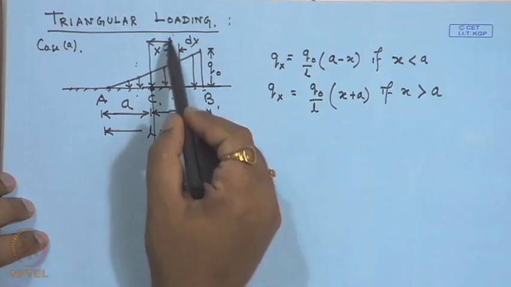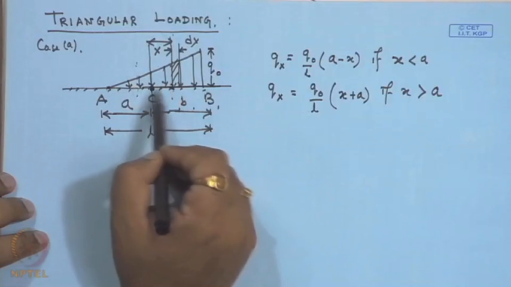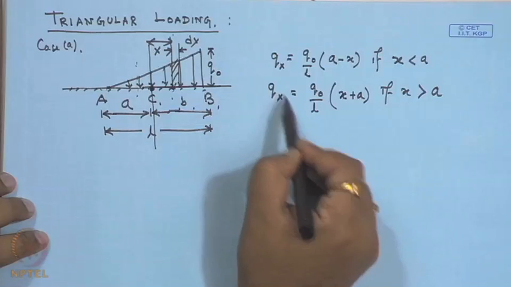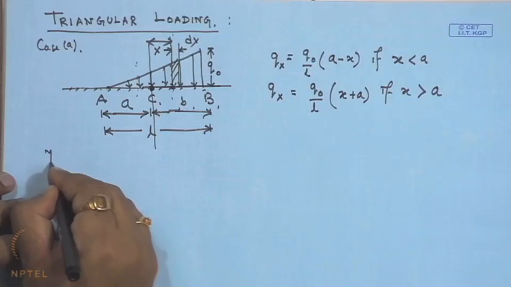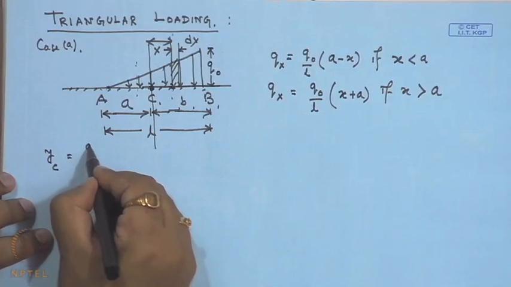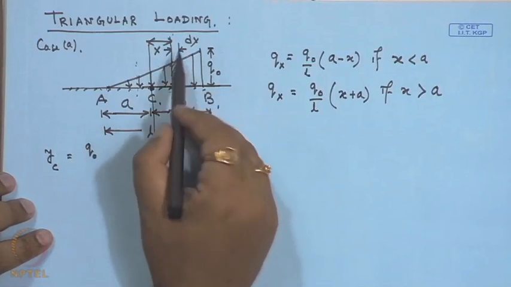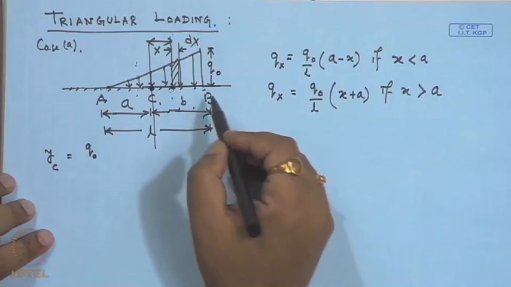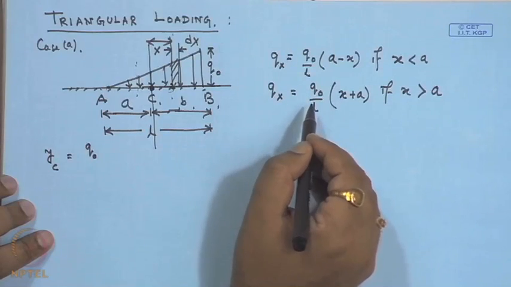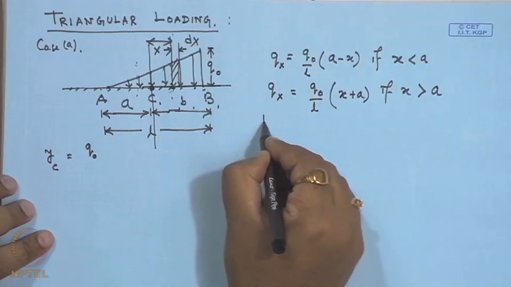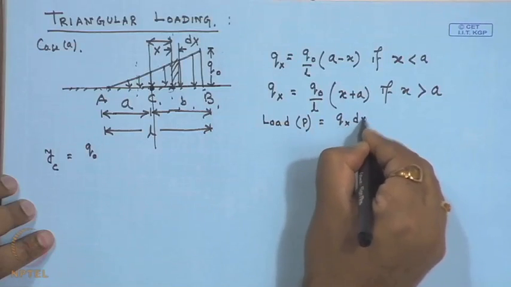So, at this loaded point, the distance is A plus x. So, this Q x will be Q 0 divided by L, L is the total length, into x plus A. Now the deflection at the C point: again here the intensity into that small segment d x will give the load which is acting at this point. So, the load which is acting at a point, say P, will be Q x into d x.